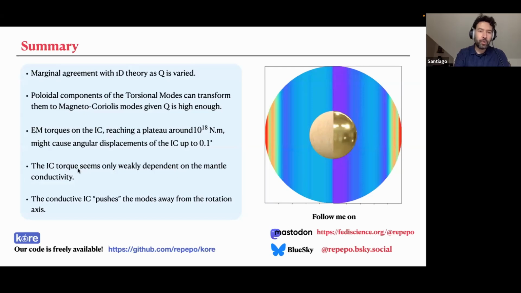The inner core torque is only weakly dependent on the mantle conductivity, which is not surprising, but the inner core seems to push the modes away from the rotation axis when the conductivity is changed, as I tried to remind you here. And with that, I conclude.